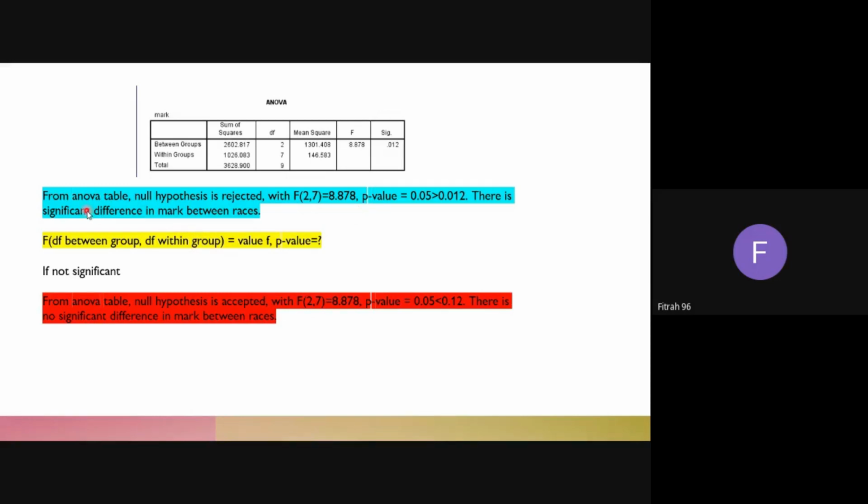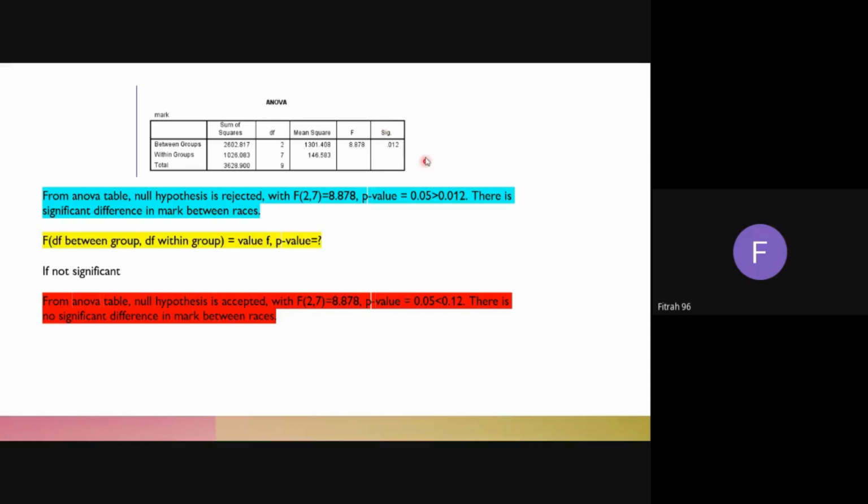Okay. From the Anova table, with frequency DF, apa ni cara tulis dia? Degree of freedom between group, satu koma, degree of freedom within group, and value of F and P value. Okay, itu cara tulis dia. Lepas tu ulang balik apa null hypothesis you tadi. Okay. Itu baru step kedua.